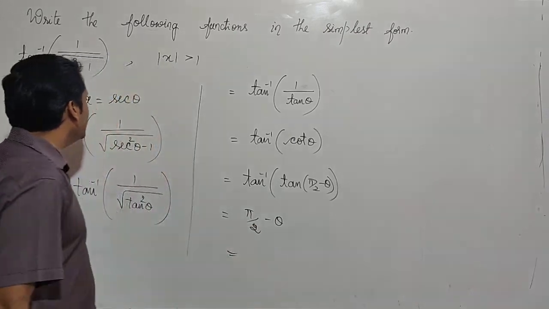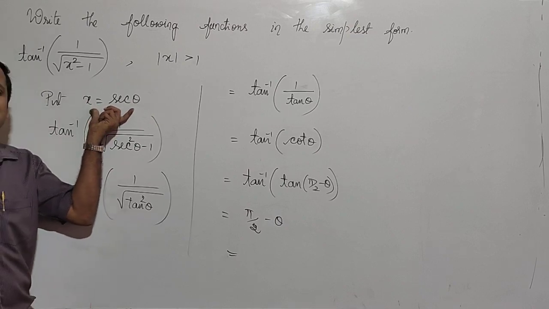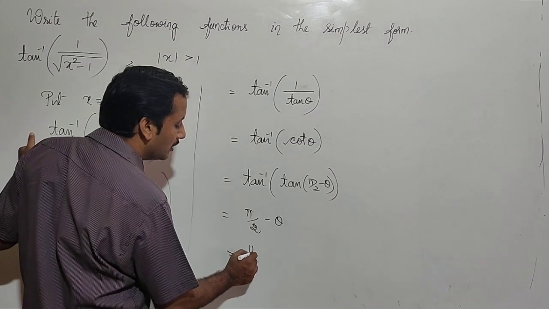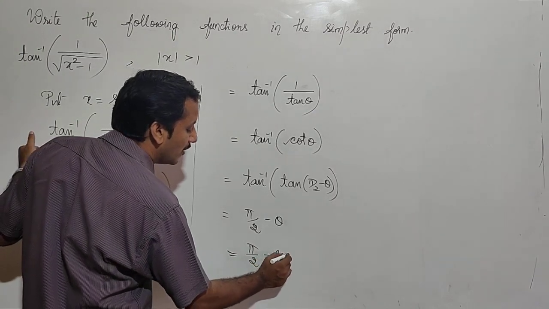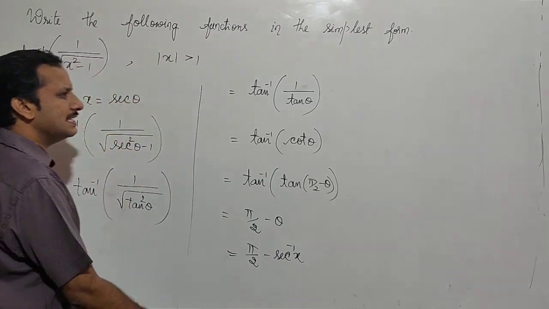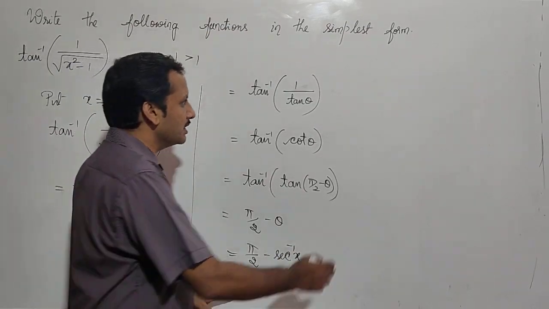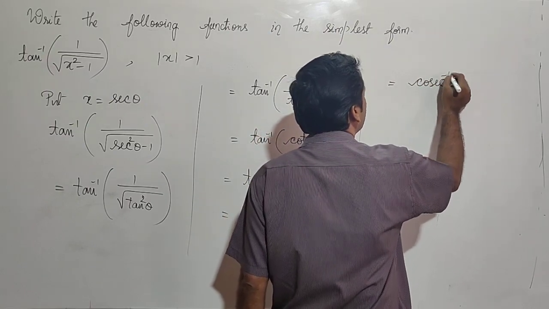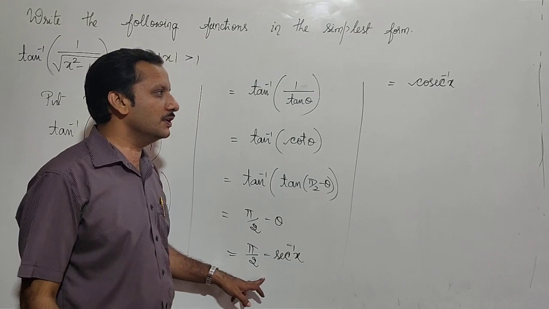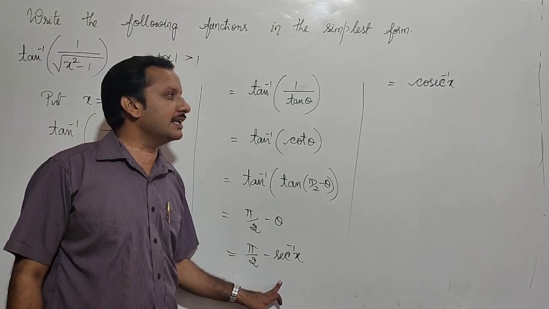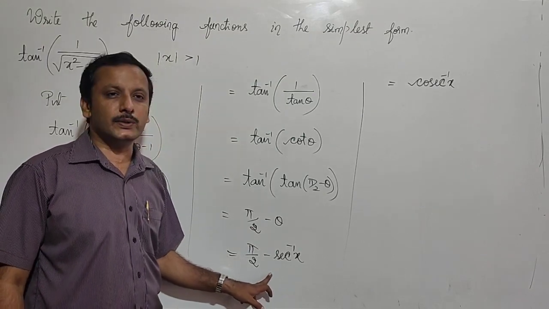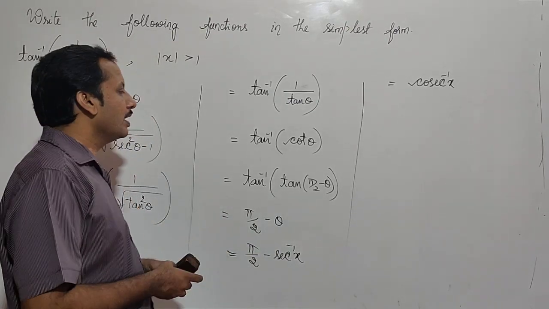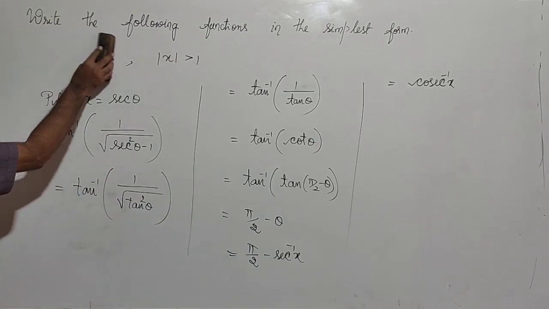What is theta? See here we have made the substitution x is equal to secant theta. Therefore, theta must be equal to secant inverse x. So you have pi by 2 minus secant inverse x. You can write this much, or else you can also write this as cosecant inverse x, because you know secant inverse x plus cosecant inverse x is equal to pi by 2. This is the simplest form of this expression. Let's go to the next problem now.